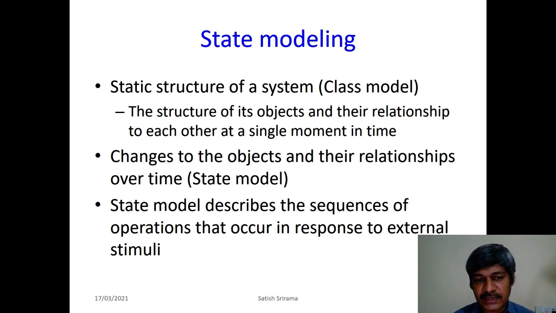A state model basically shows how changes to the objects and their relationships occur over time. So that's what the state model is about. It describes the sequence of operations that occur in response to some sort of external stimuli. We will be discussing this in the coming videos.